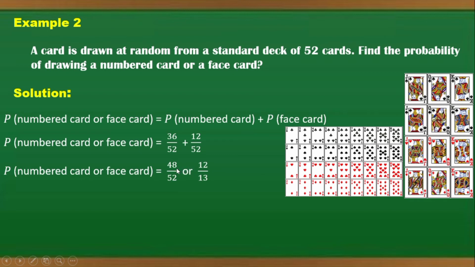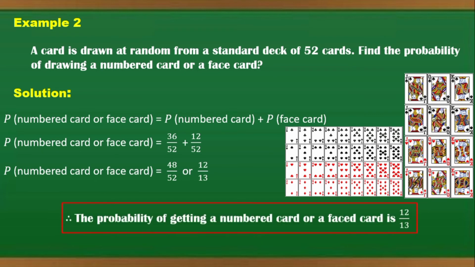We simplify 48 over 52 because 48 and 52 are both divisible by 4. 48 divided by 4 is 12 and 52 divided by 4 is 13. So, the probability of getting a numbered card or face card is 12 over 13.